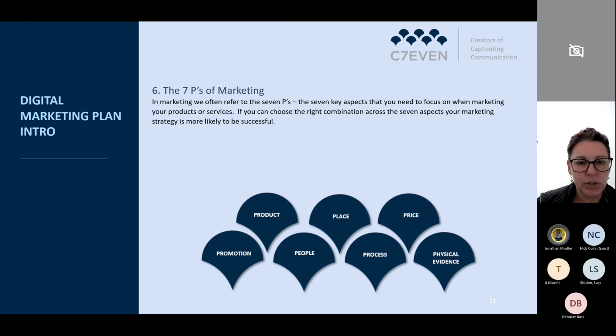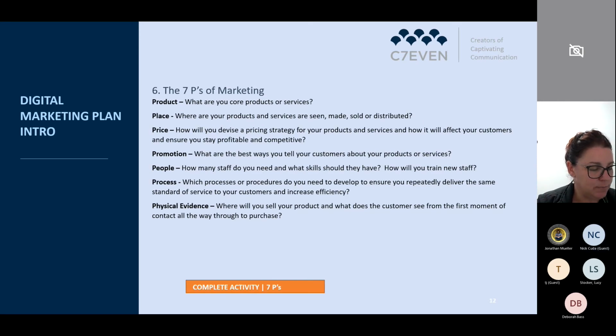So you can pick and choose from these 7 Ps, but if you can complete this analysis for either a particular product that your business is focused on or a service offering, this will really start to give another level of perspective for you. So when we talk about the 7 Ps, the first one is product. So what are your actual core products or services that you're offering? Place. So whereabouts are your products or services seen, made, sold, or distributed?